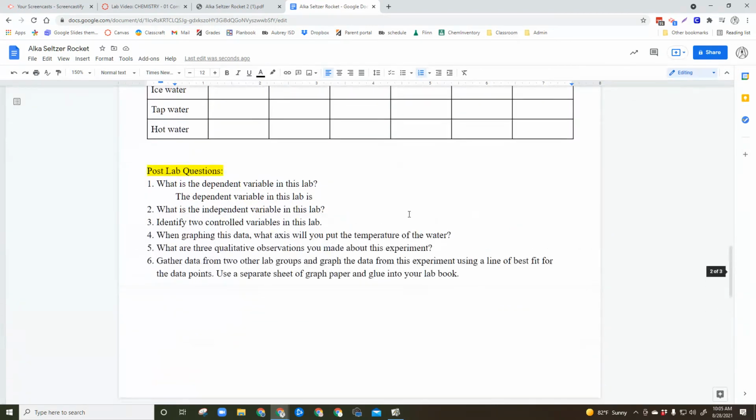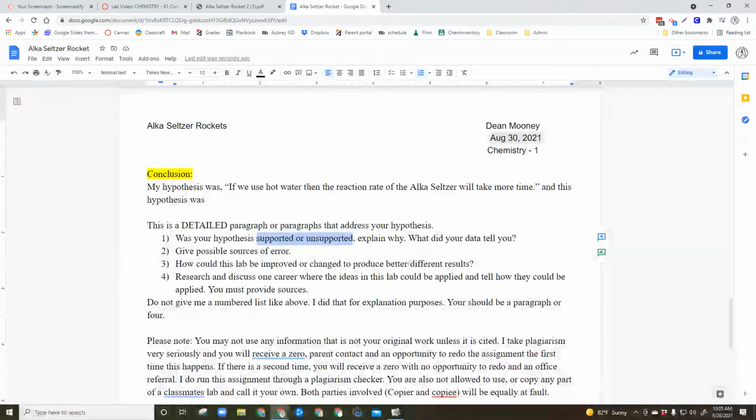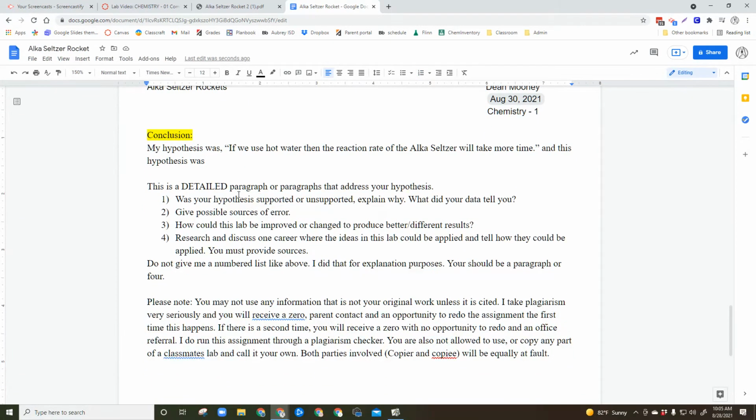Is that true? No, it took less time. If we use hot water, then the reaction time will take less time. So my hypothesis was not supported because the time on the hot water was much less time than the cold water.